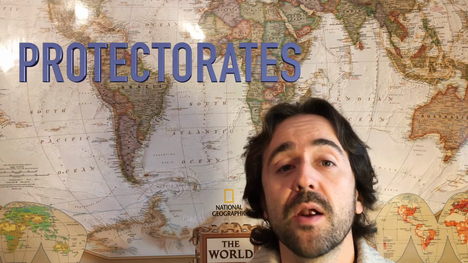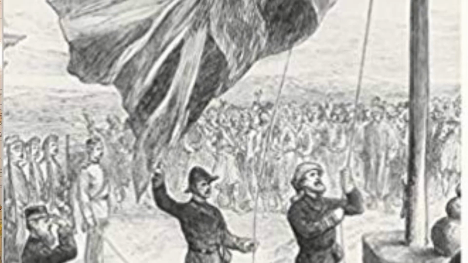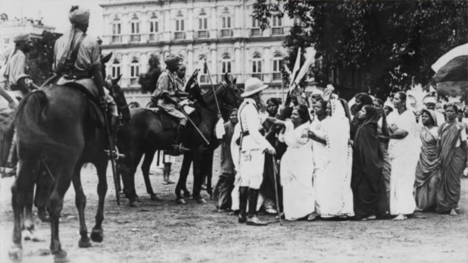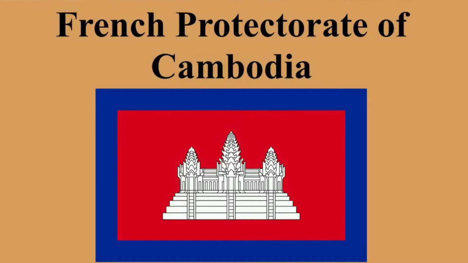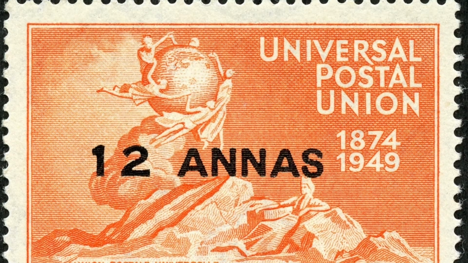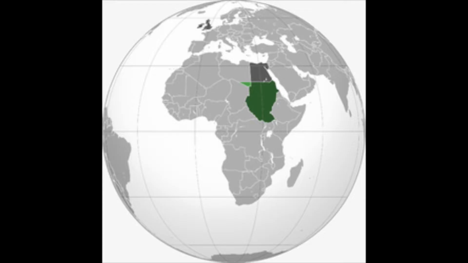Protectorates were another category of colonization. Now the colonial power controlled the foreign policy and the main economic activities. Native authorities had control over domestic policy, local administration, local security, town halls. Examples of protectorates were Somaliland, nowadays Somalia, Cyprus, Gibraltar, Brunei, Egypt, Sudan.